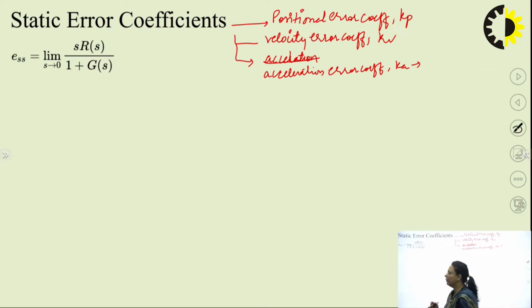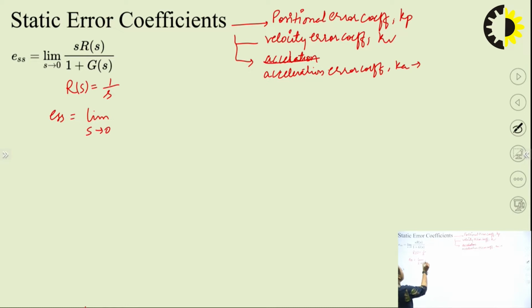So one by one I am calculating the value of these static error coefficients along with the steady state error. We know the formula for the steady state error, which is limit s tends to 0 of s into Rs upon 1 plus GsHs. When a unit step input is applied to any system, the value of Rs will be 1 upon s, right? Laplace of unit step signal is 1 by s. When I put this value in the above formula, I get steady state error equal to limit s tends to 0 of s into 1 by s upon 1 plus Gs.